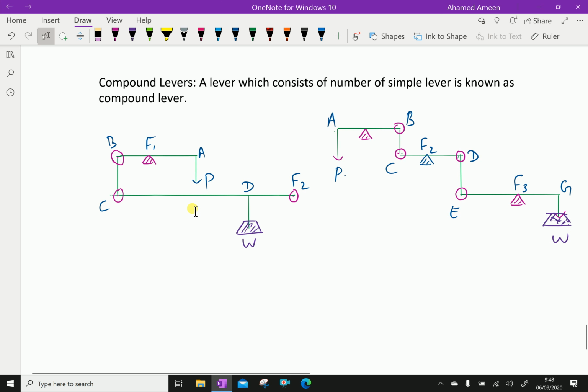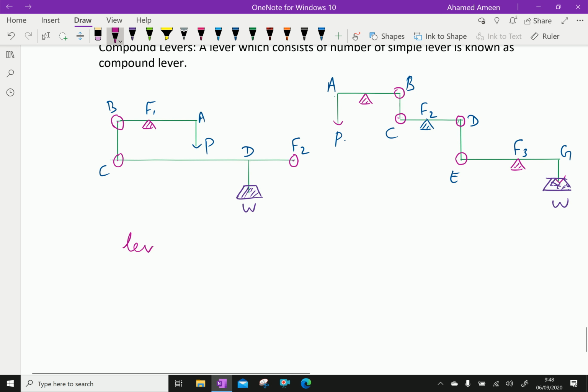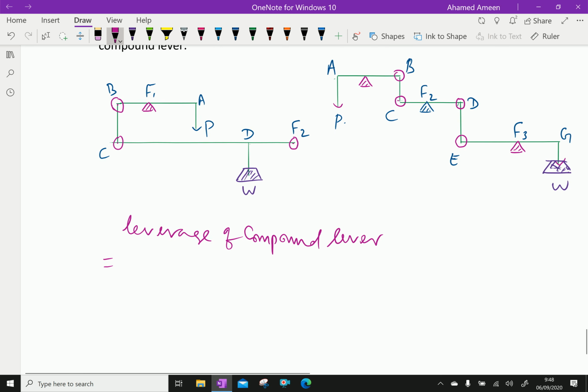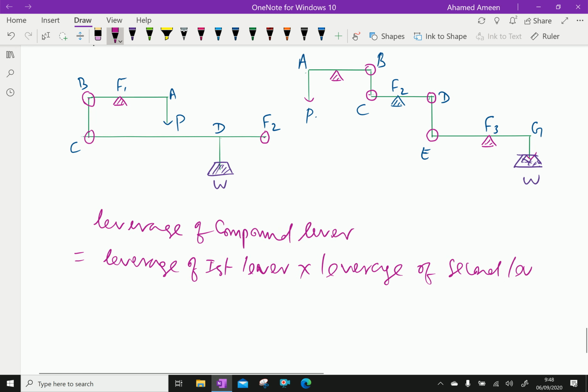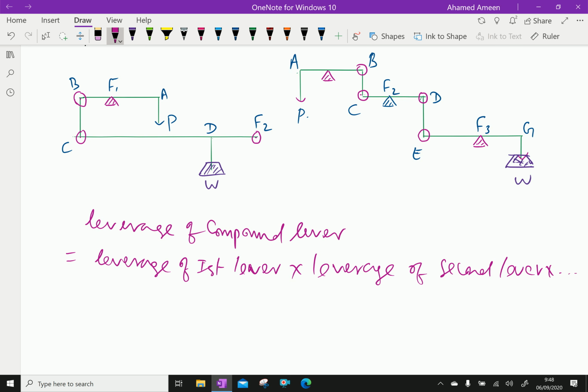Mathematically, the leverage of a compound lever is equal to the leverage of the first lever multiplied by the leverage of the second lever, and so on.